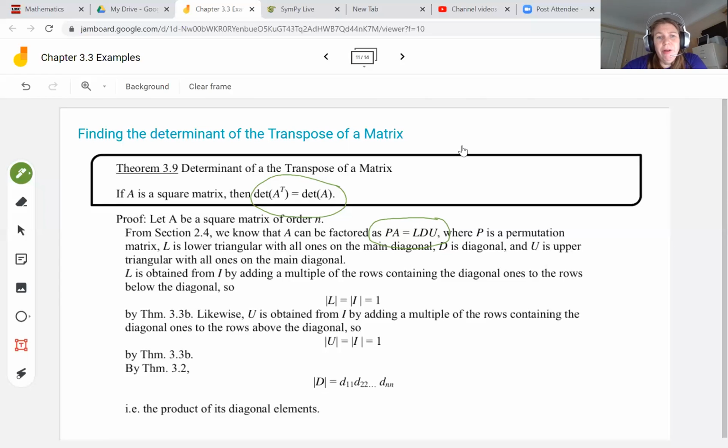So L is obtained from the identity matrix by adding a multiple of the rows containing the diagonal ones to the rows below the diagonal. So we know the determinant of matrix L equals the determinant of the identity, which is 1 by theorem 3.3b. Likewise, matrix U is obtained from the identity matrix by adding a multiple of the rows containing the diagonal ones to the rows above the diagonal. So the determinant of matrix U also is the same as the determinant of the identity, which is 1 by that same theorem 3.3b. And then by theorem 3.2, we know the determinant of a diagonal matrix is just the product of the values on the diagonal. So we could say the determinant of matrix D is the product of all its diagonal elements.